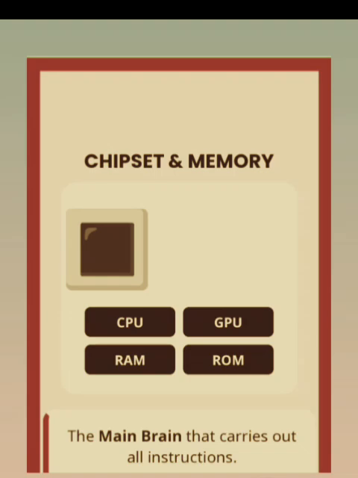And the next one is the ROM. ROM means read only memory. It acts as storage for our devices. Okay. So these are the roles and work of the chipset and memory.